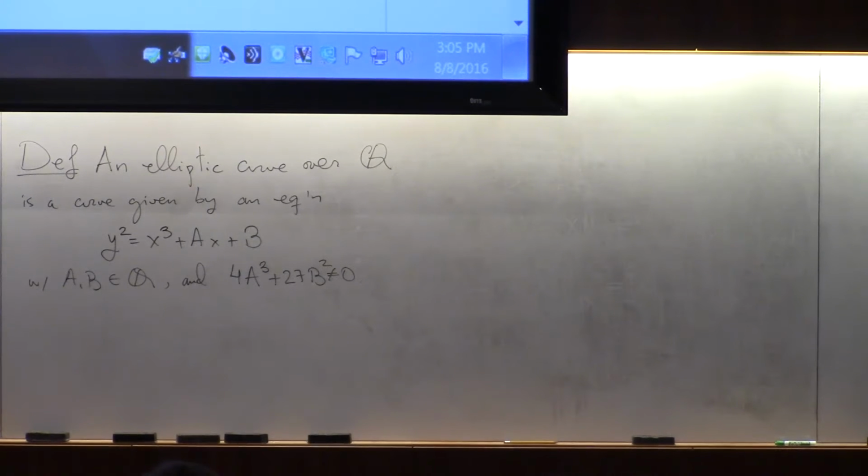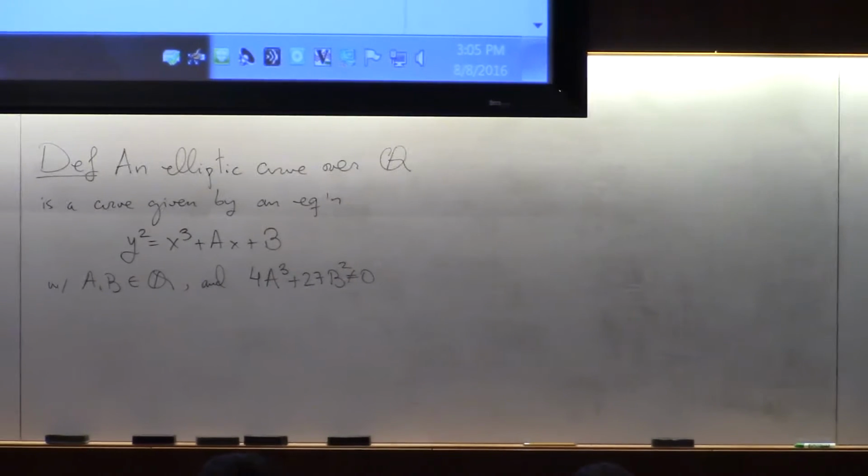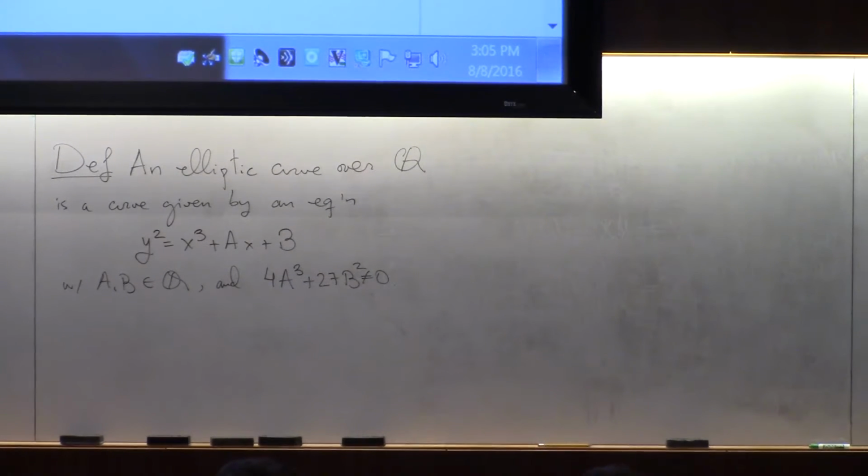Okay, so now if you've never seen an elliptic curve before, you look at that and it seems like a very oddly specific definition. Why these curves in particular? Why are so many people interested in these particular curves? So they're recording this, so let's rewind and start from the beginning. Why elliptic curves?